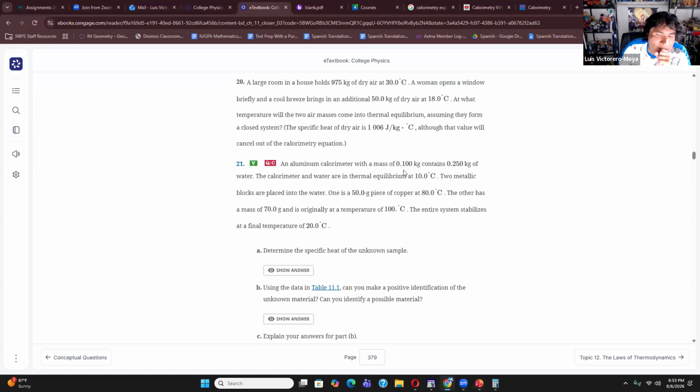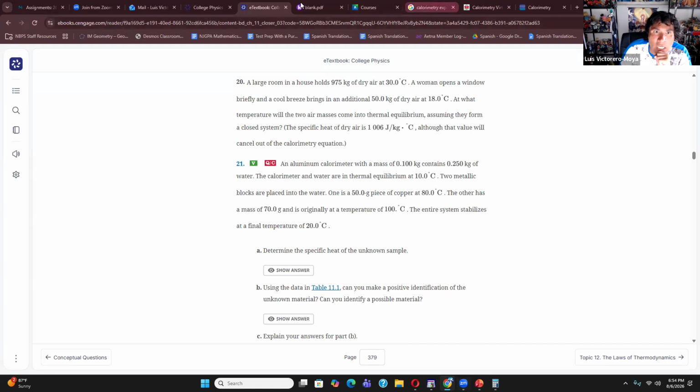So what you have to think is that you have four objects: the calorimeter, water, copper, and the unknown sample. And four values of temperature. The temperature of equilibrium is 20 degrees. Copper is at 80. The other sample is at 100. And the aluminum and the water are at 10.